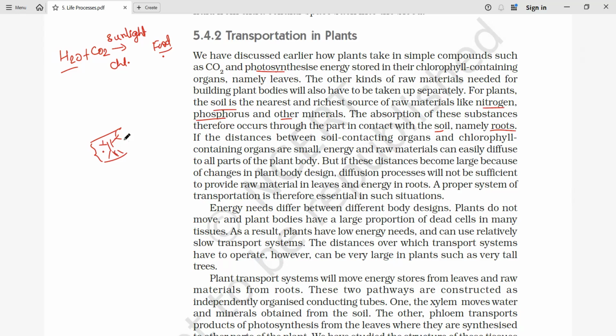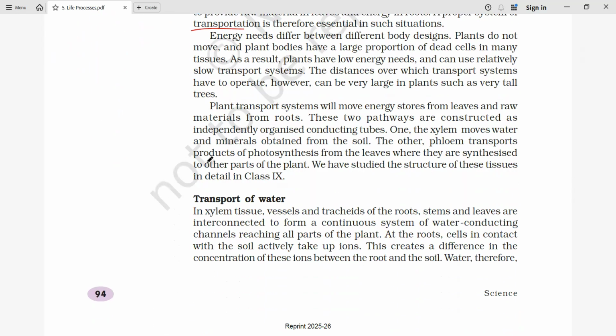Then how is diffusion going to take place? The diffusion process is not going to be sufficient in this case. When the distance becomes large, the diffusion process is not sufficient. So we require a proper system of transportation in plants also. Now how does that transportation take place? Sometimes they may ask how transportation in plants takes place, and sometimes what is the need of transportation. That question can also be asked.